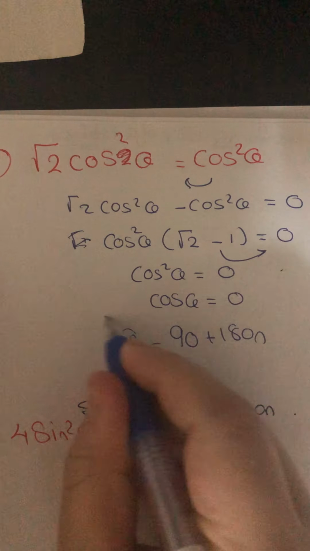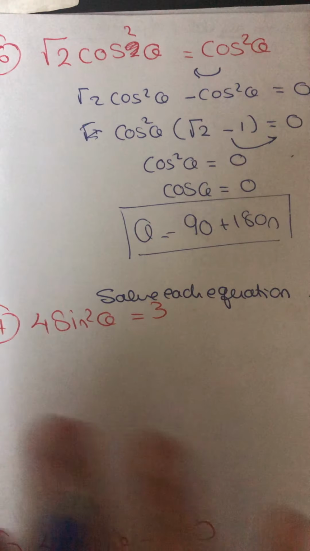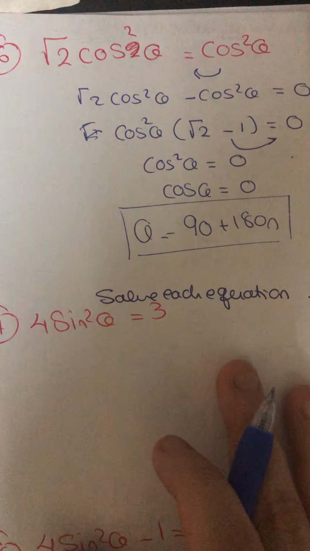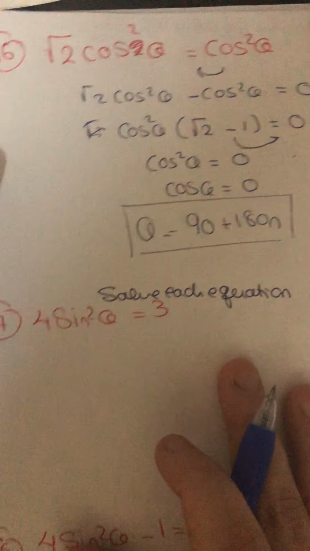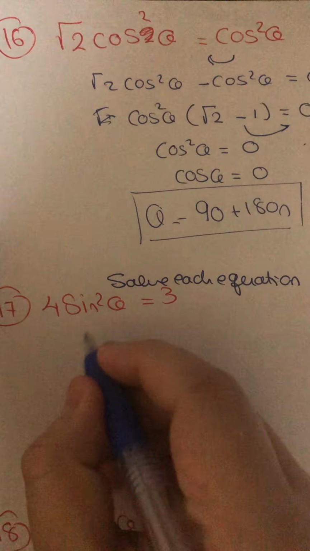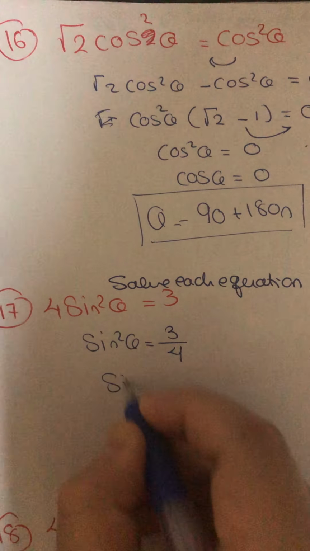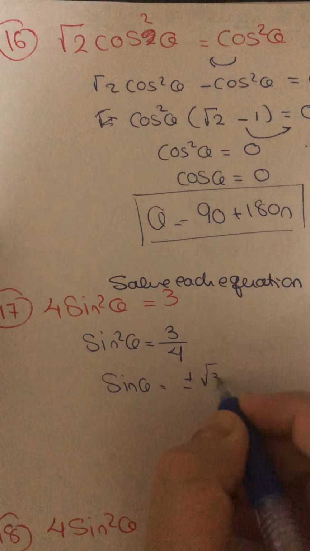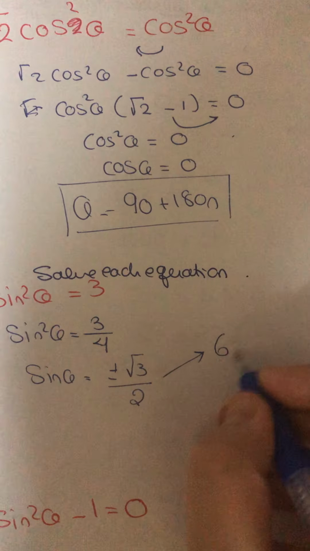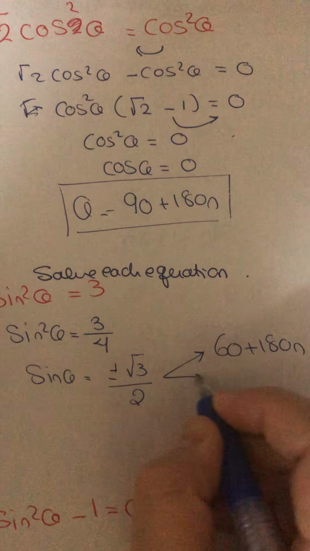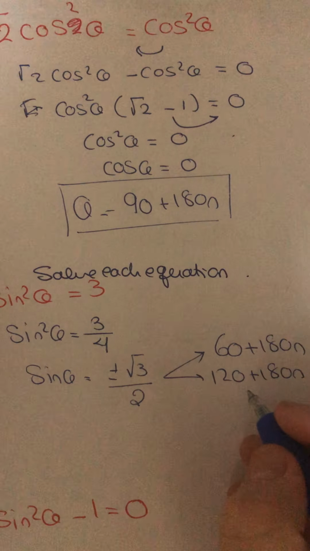Okay, now here these questions, they just said solve each equation, and they didn't mention they want in degrees or in radians or an interval. That means I'm gonna get all possible answers, and I'm gonna get them in degrees and in radians. I can say sine squared theta equals to 3 over 4. So sine theta equals to positive or negative root of 3 over 2. These are the ones that are 60 and 120. So 60 plus 180n, or 120 plus 180n, and because it will repeat every 180, it will repeat itself.